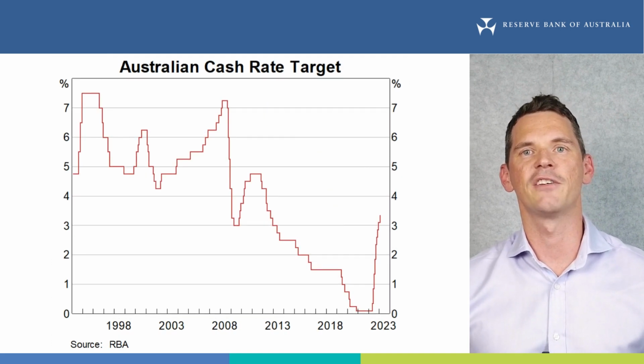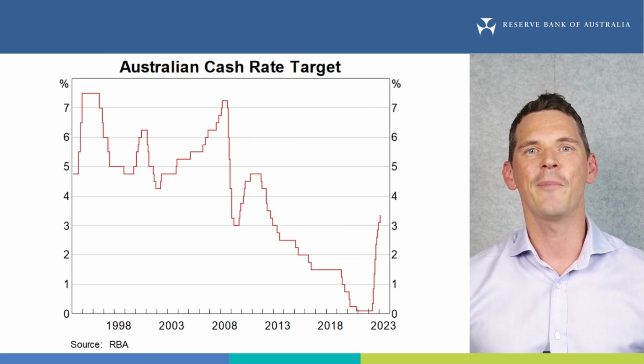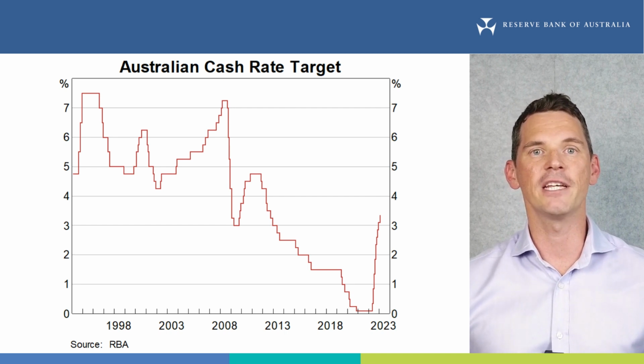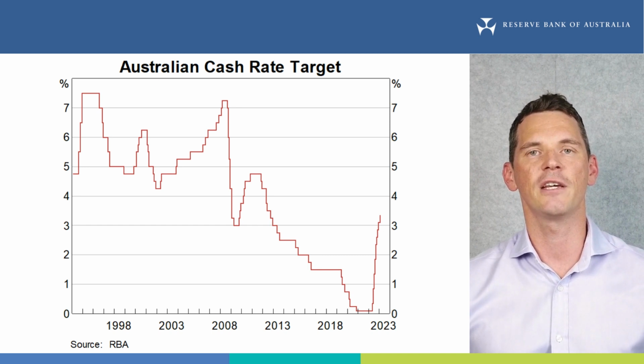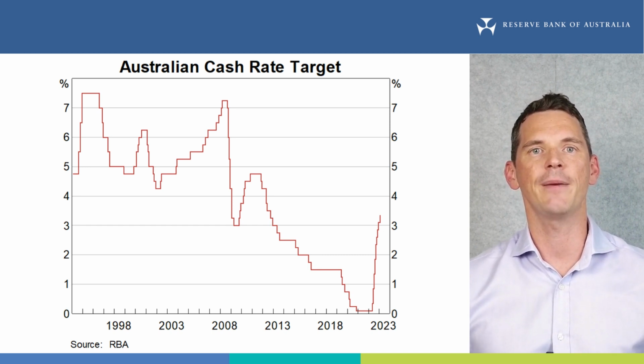Let's turn to the operation of monetary policy now. The bank's board has stated that its priority is to return inflation to the 2 to 3% target range over time. High inflation makes life difficult for people and damages the functioning of the economy. And if high inflation were to become entrenched in people's expectations, it would be very costly to reduce later.